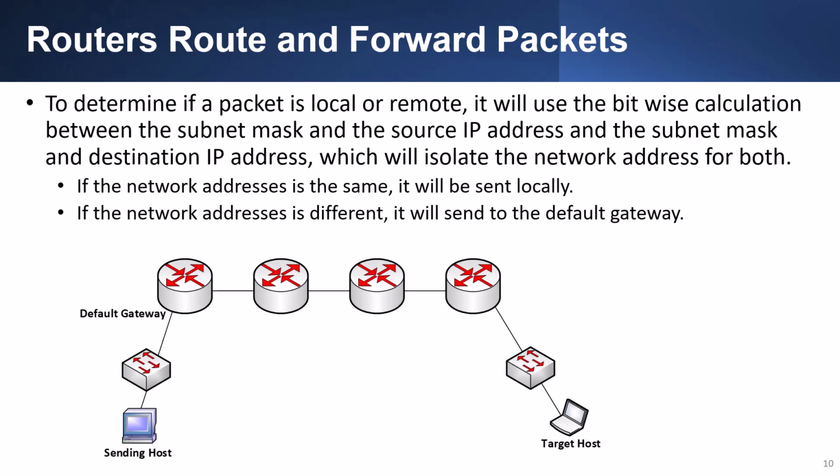To determine if a packet is local or remote, it will use a bitwise calculation between the subnet mask and the source IP address, and the subnet mask and the destination IP address, which will isolate the network address for both. If the network address is the same, it will be sent locally, and if the network address is different, it will send to the default gateway.